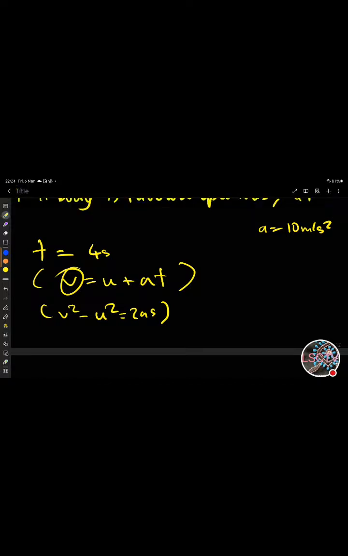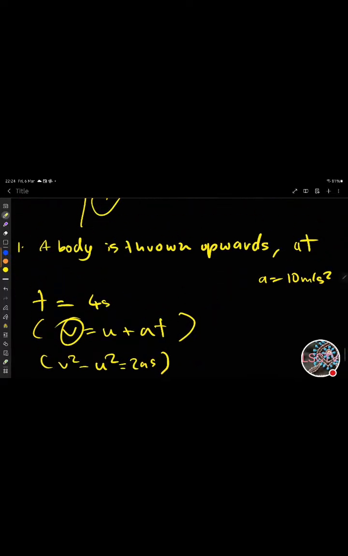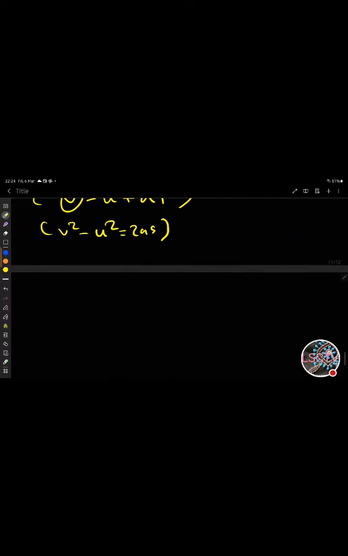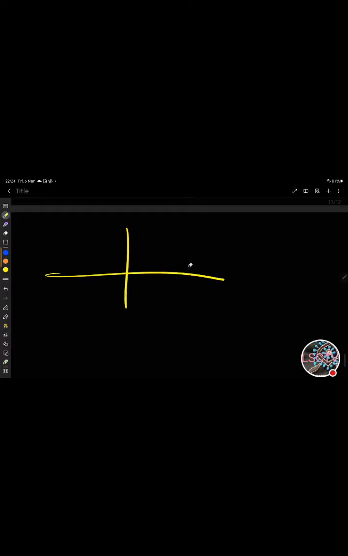Guys, there's been a small mistake in framing the question. The question is basically, remember this, a body is thrown upwards with an acceleration of g equals 10 meter per second square and time equals 4 seconds, and of course you should know that the final velocity will be 0. Now the second thing to remember: an object is moving upwards, gravity is acting downwards.